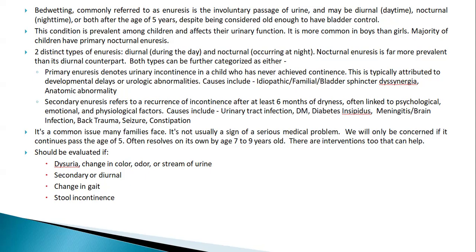But for the secondary one, the child has achieved at least 6 months of dryness in the past. And now the child will start to bedwet again. And this is mostly linked to psychological, emotional, or physiological factors like infections, like diabetes mellitus, or the differential diagnosis that we have discussed, back trauma, seizures, or constipation.